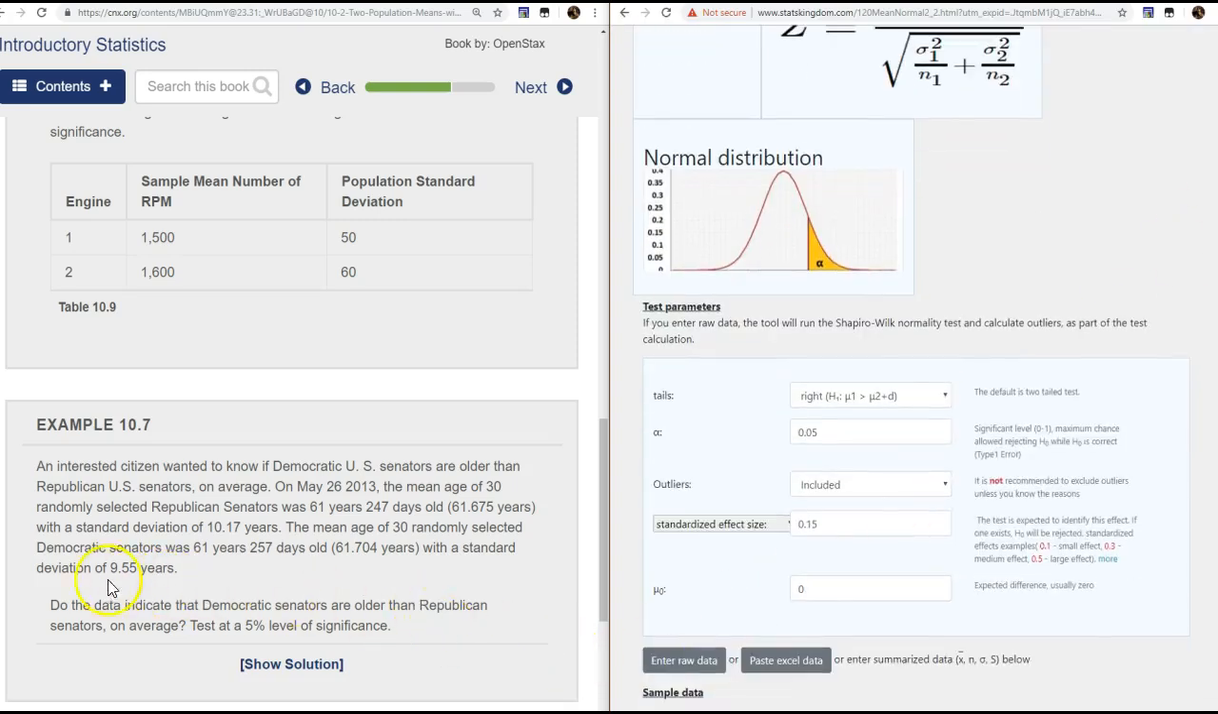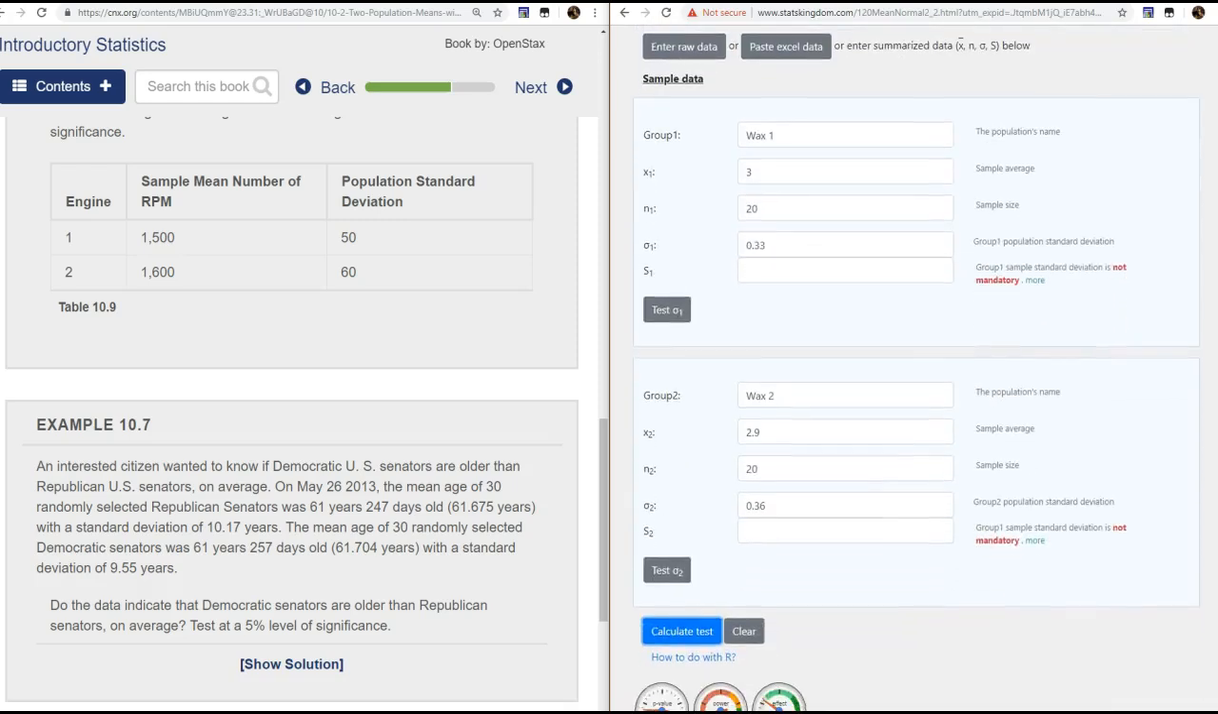First of all, I am testing to see if Democratic senators are older, greater than Republican senators. So if I'm saying mu1 is greater than mu2, then that is a right-tailed test. My alpha is 5%. I'm okay there. And everything else I'm going to leave the same as it is. Now I'm going to go down into my sample data. This time I'm going to say group 1 is Democratic, and group 2 is Republican. It really is going to help me figure out whose data goes where by labeling these.